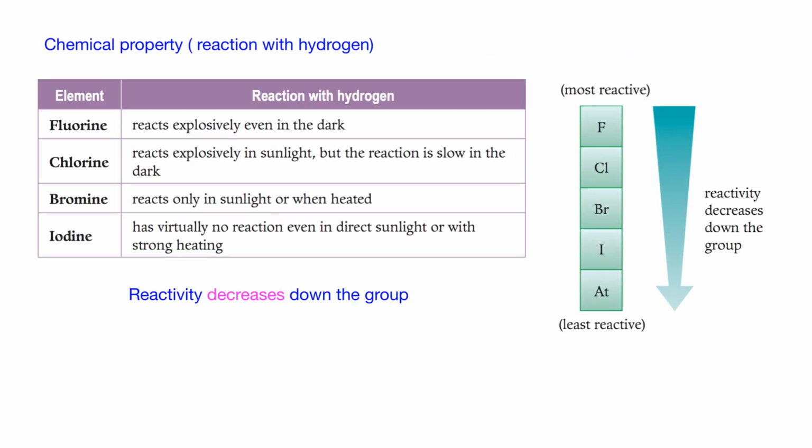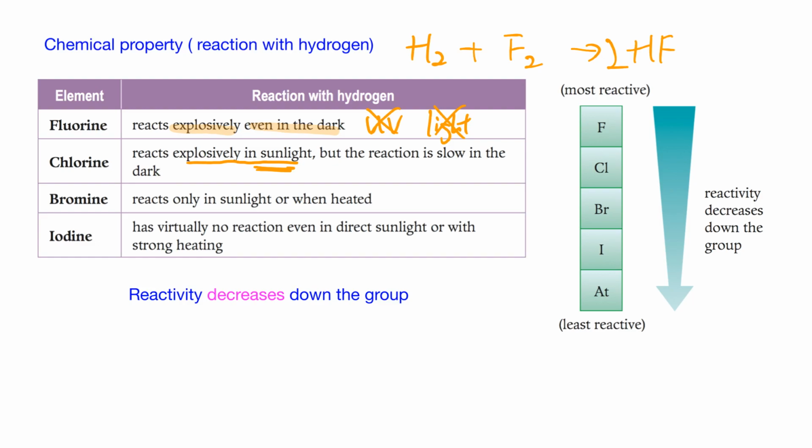For the chemical properties, all of them react with hydrogen, but this is different from group 1 and group 2 metals. Fluorine, the first member, reacts explosively with hydrogen even in the dark, so you don't need UV or light. Chlorine will also react explosively, but this time not in the dark; it has to be in the sunlight.